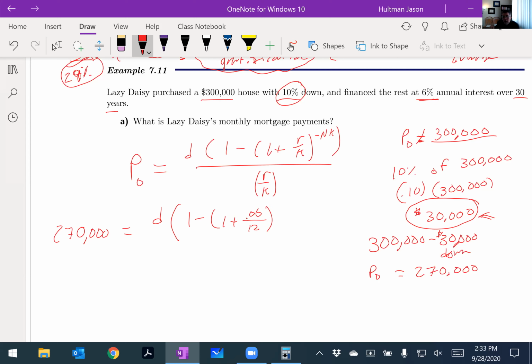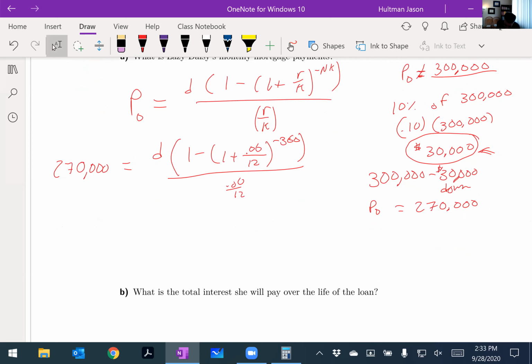And so what's 12 times 30? 12 months for 30 years, right? That's 360 payments. Does that make sense? 360 total payments, all over 0.06 over 12.